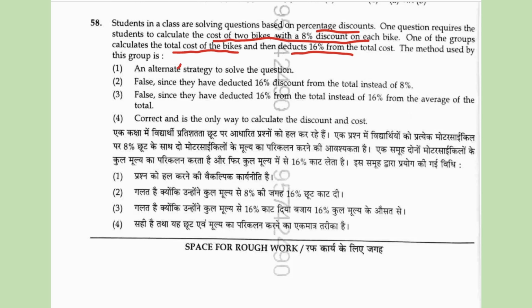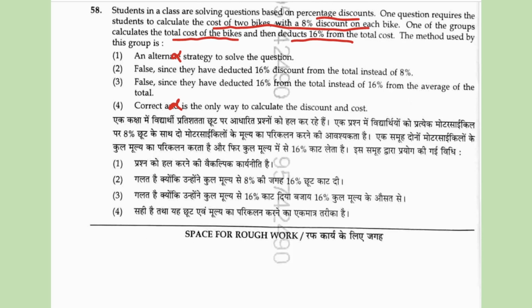So this is not an alternate strategy. First, you have to figure out whether it is the correct way. So this is not a correct way. It is false. I'll just show you. I'll do a sum and show it to you. So why is it false? Let us see. So one, they say that they have deducted 16% discount instead of 8. And one is they have deducted 16% from the total instead of 16% from the average of total.